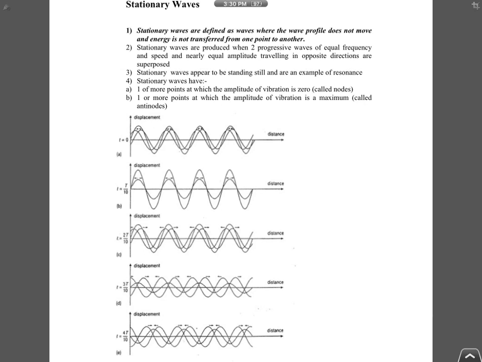But how do we generate stationary waves? Now, there must be two waves traveling in the opposite direction. So not in the same direction, but completely opposite direction, same frequency, same amplitude, same speed, same wavelength, everything identical. Just come in opposite directions.